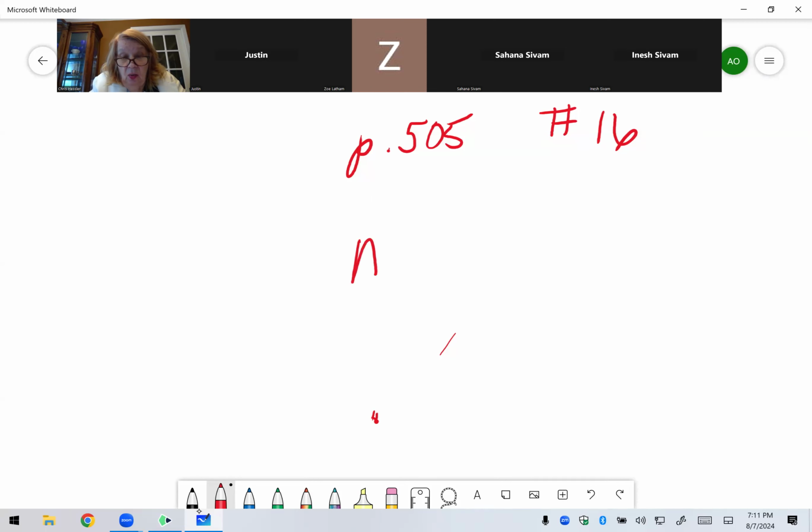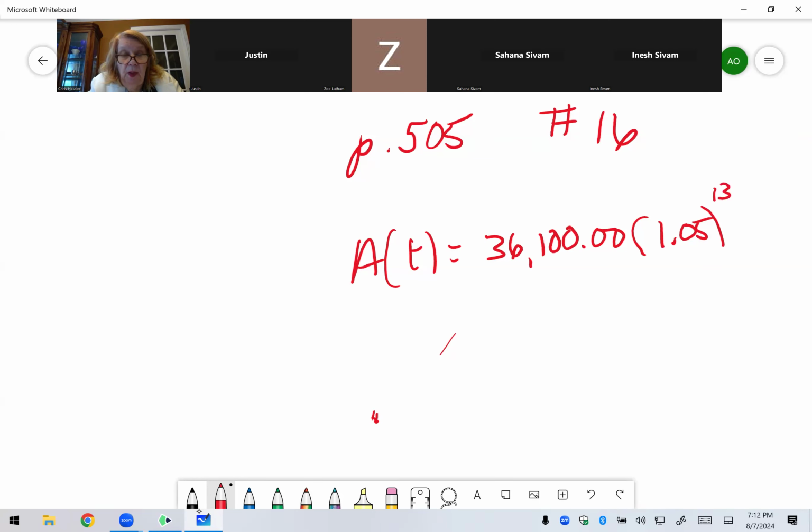And always try 0 years to make sure you get out the thing you started with. So a company opens an account, so we know it's going to be 36,100. The account earns interest. The account balance is given by the function. After 13 years, we want to put in 13 for T. And if we try A, that works, right?